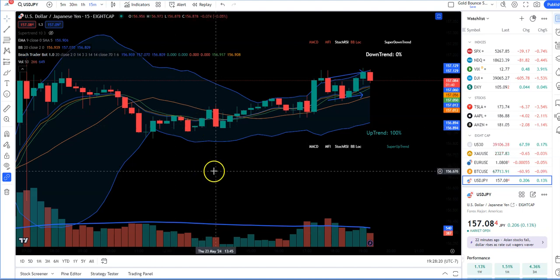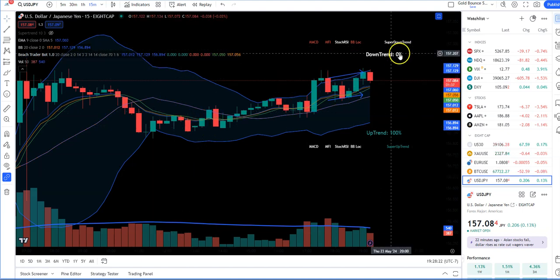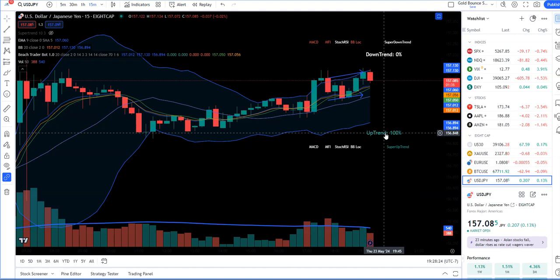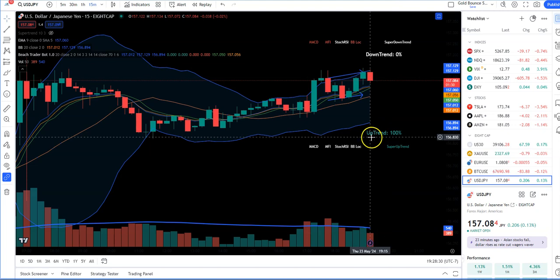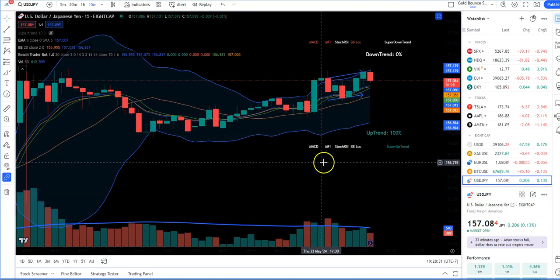The Beast Trader Bot is doing a whole lot of stuff. It's reading if it's a downtrend or uptrend, right? That's something that you guys need to know. You aren't going to be able to look at that really fast and tell, but this is 100% uptrend right now.